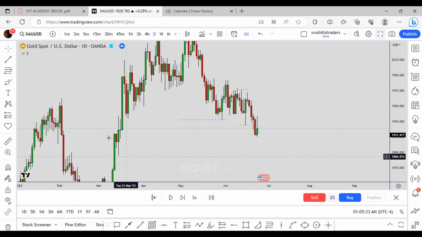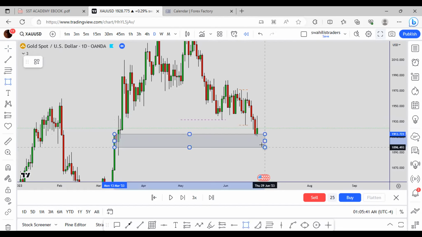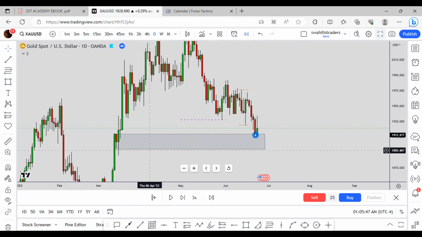If you look on the left, we have this red candle. That's the order block. So on the daily time frame we have this nice reaction on this bullish order block, the daily order block. And on the daily time frame, you see price took this previous week low.